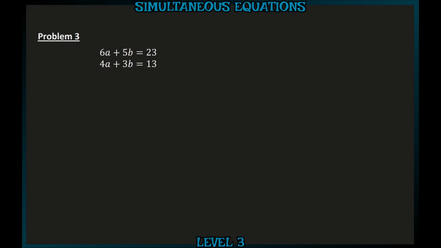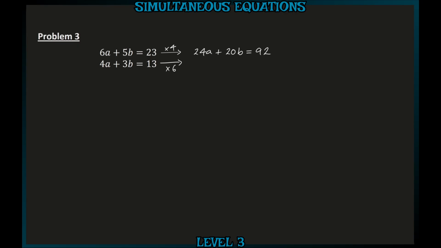So I'm going to go with the first of those options, and I'm going to multiply the first equation by 4 and the second equation by 6. And this means I'm going to be eliminating the a's. So multiplying the first equation by 4, we have 6a times 4, which is 24a, plus 5b times 4, which is plus 20b, is equal to 23 times 4, which gives us 92.